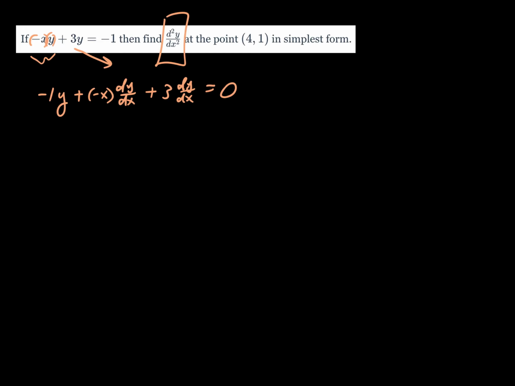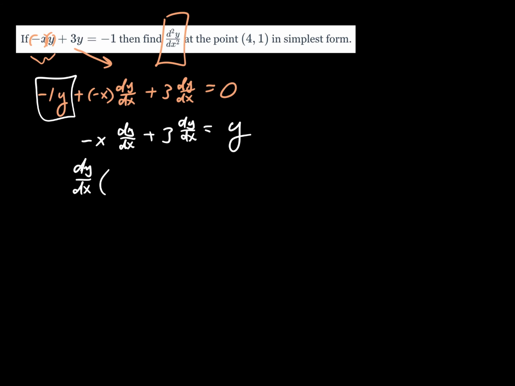Let's find our dy dx. Negative x dy dx plus 3 dy dx equals a positive y. Right, this one went over to the right side. Now I'm going to take out my dy dx. We have a negative x plus 3 or a 3 minus x, depending on how you wrote it. And we divide both sides. I'm going to skip that step. I think you know what I'm doing. I'm dividing both sides by negative x plus 3. There's our first derivative.